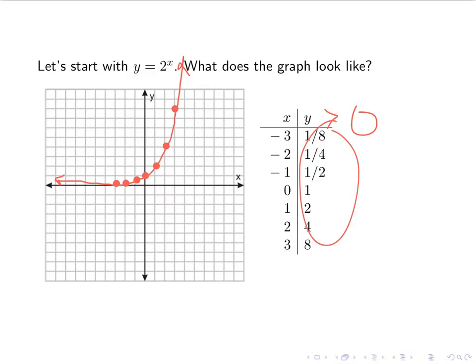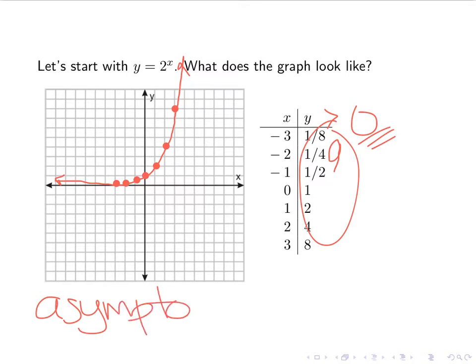Another thing to notice is that as x gets really, really negative, -10, -20, -1,000, then again I have fractions, and the denominator is getting bigger, but the numerator is still 1. So it's 1/2 to the 10th, 1/2 to the 500th, 1/2 to the million. Those numbers are getting really, really, really close to 0, and that is called an asymptote.